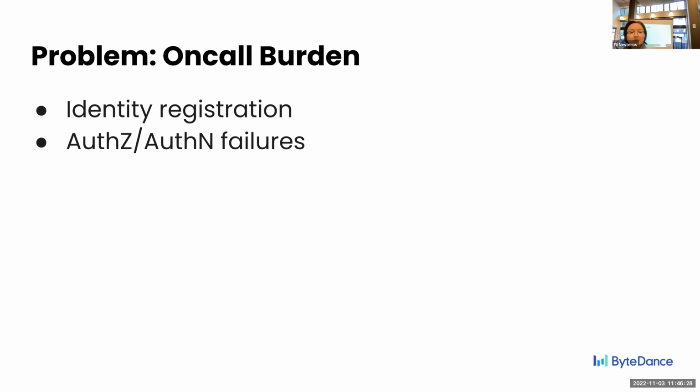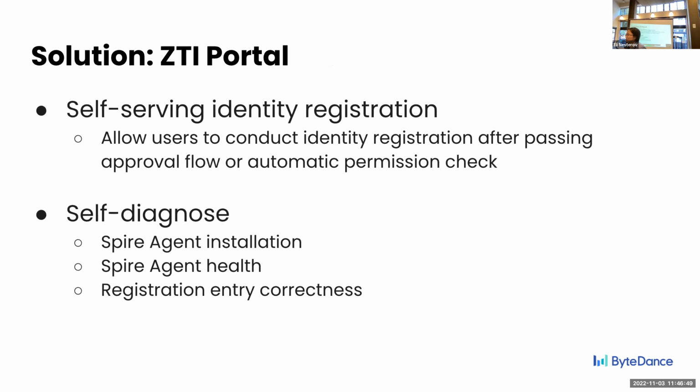Yeah, then the last part I would cover is the Oncall burden. As I explained before, most of the Oncall burden comes from two parts. One is identity registration. One is helping people debug their authorization or authentication features. So to address these two issues, we developed something called ZTI Portal. It's responsible for two things.